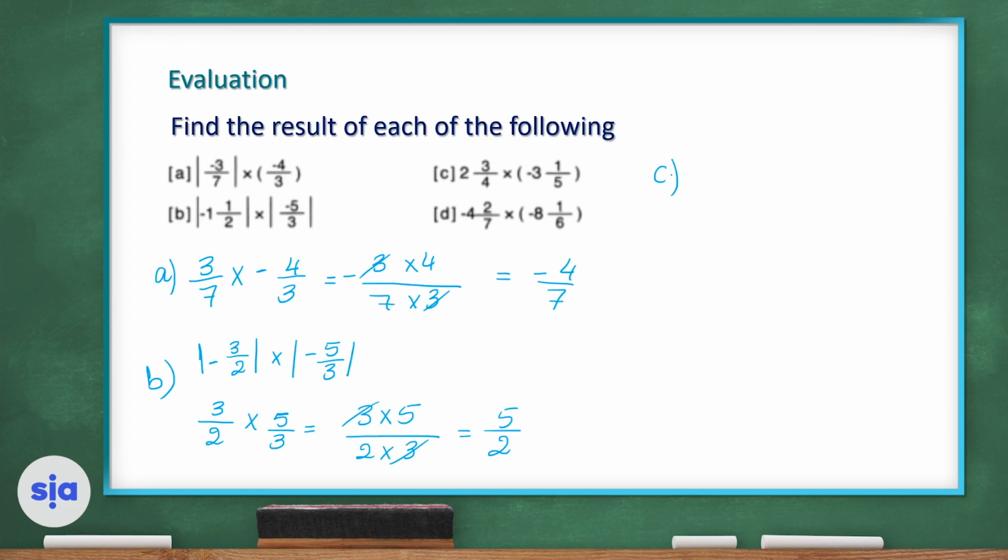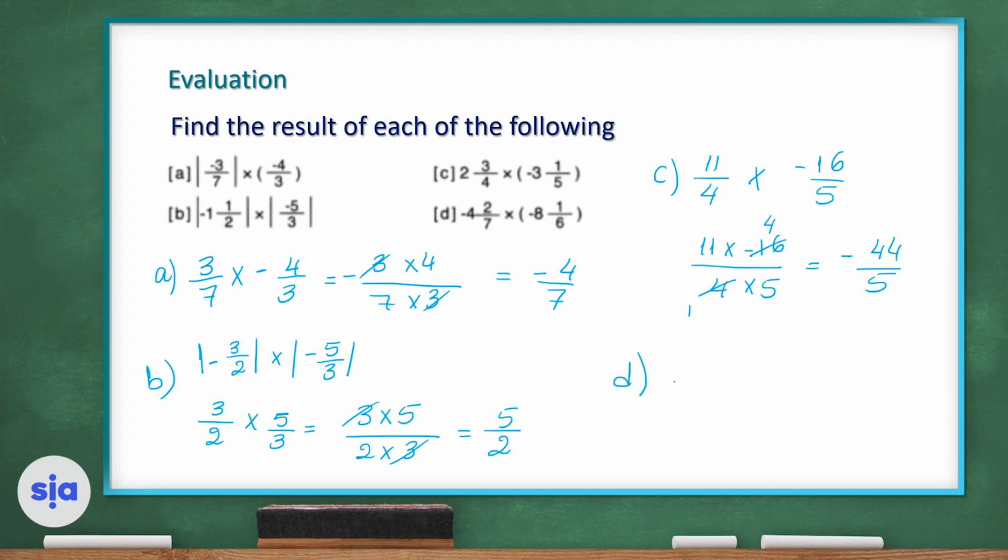Question C. 2 and 3 over 4. Change it into a fraction, so it will be 11 over 4 times negative 16 over 5. When we multiply these together, it's 11 times negative 16 over 4 times 5. To simplify, divided by 4, it's 1. Divided by 4, it's 4. So it is negative 44 over 5.